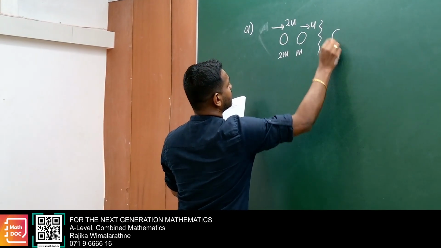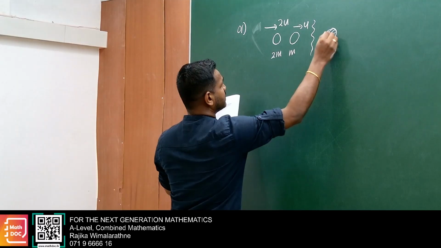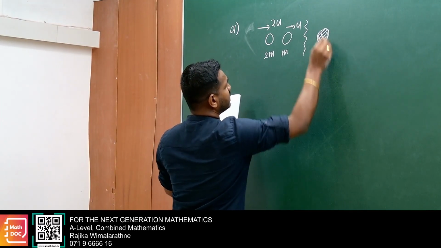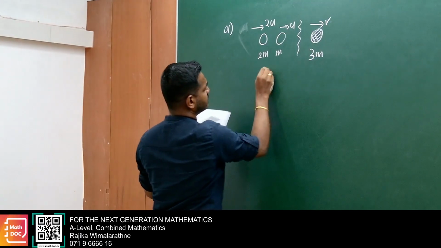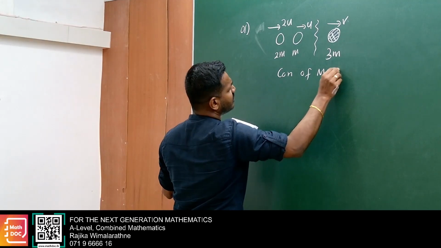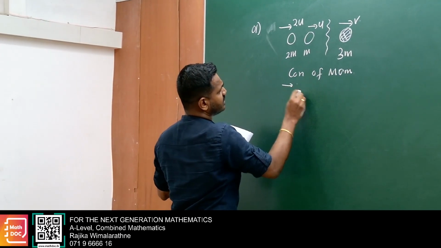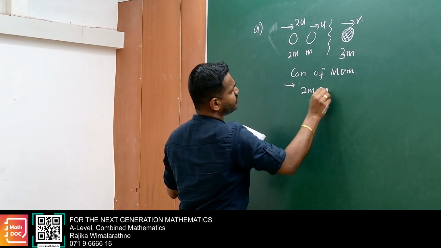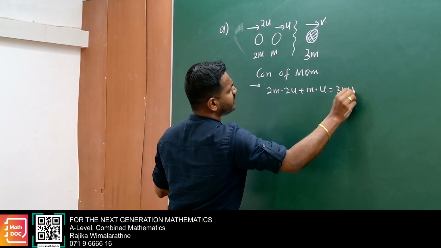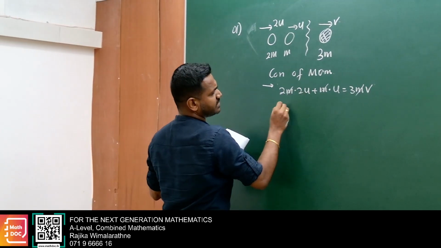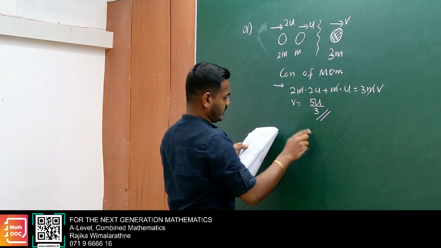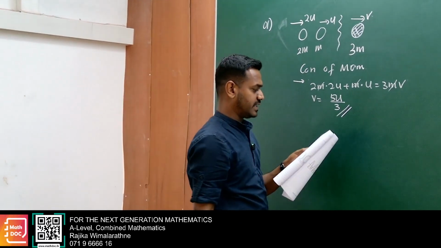Then after that it gets mass 2m plus m, 3m. Then take velocity v. Then conservation of momentum. Here in this direction, 2m times 2u plus m times u equals 3m times v. Then cancel masses, v equals 5u divided by 3. Here the velocity v equals 5u over 3.